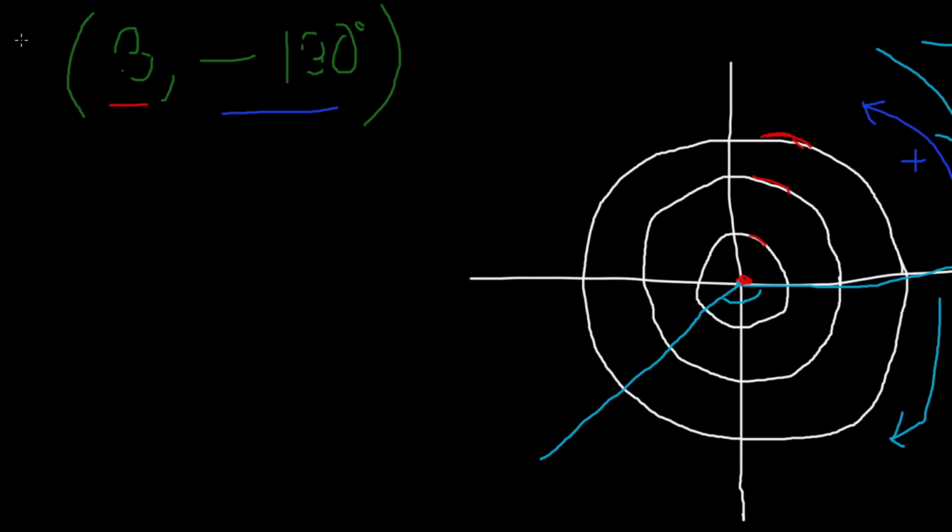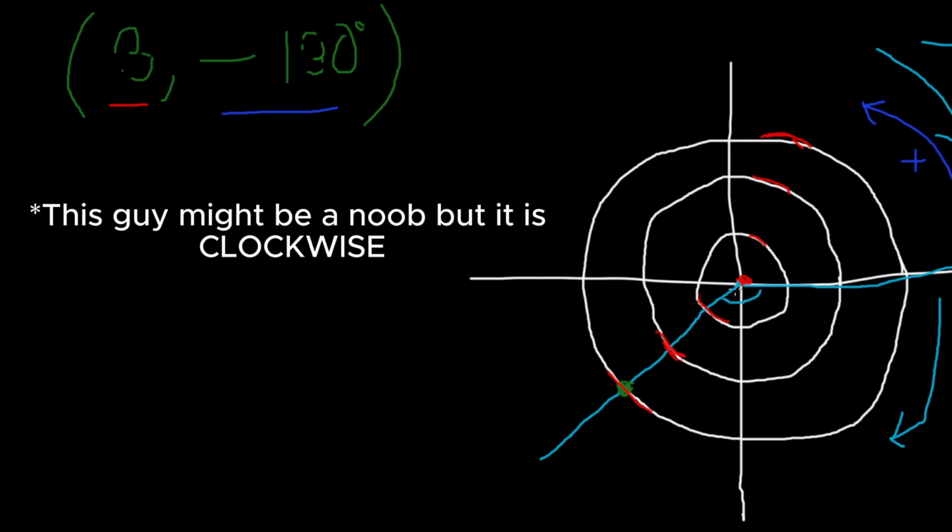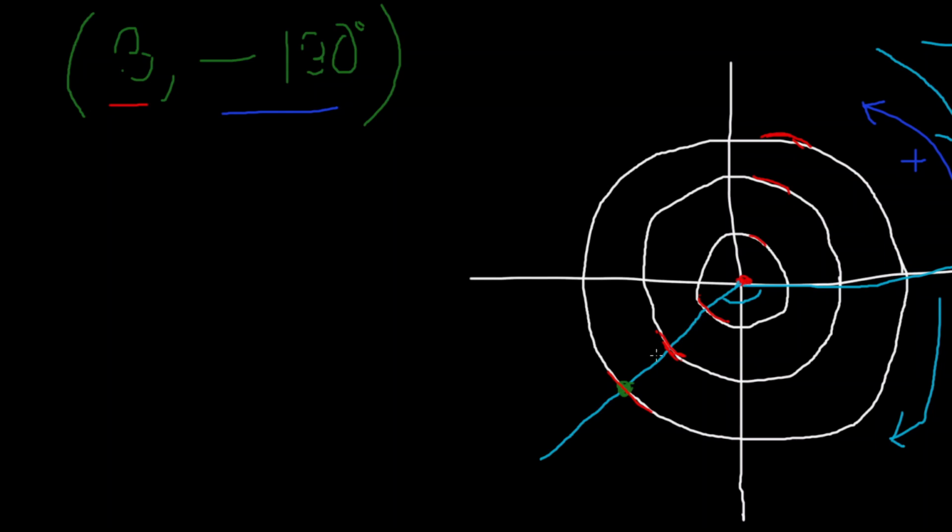So as we said, it's on the third circle, so our point should be right here. Our radius is 3, so 3 units away. 1, 2, 3. Our theta is negative 130 degrees, and since it's a negative number, we go clockwise, and negative 130 degrees is somewhere right here, so this is our point.